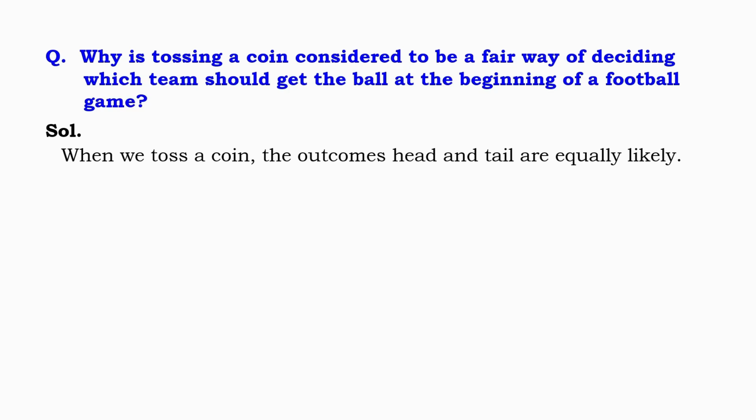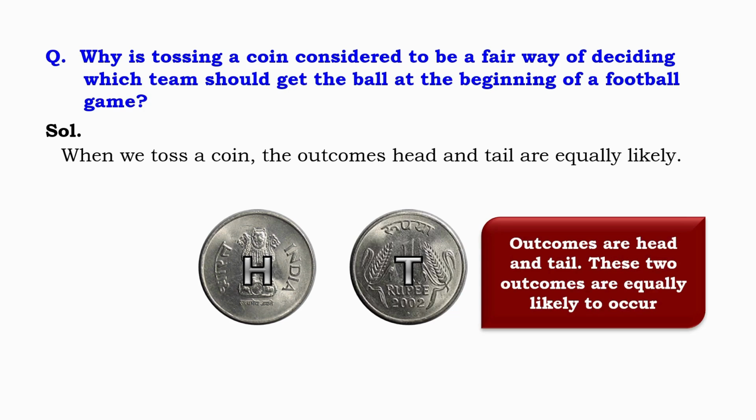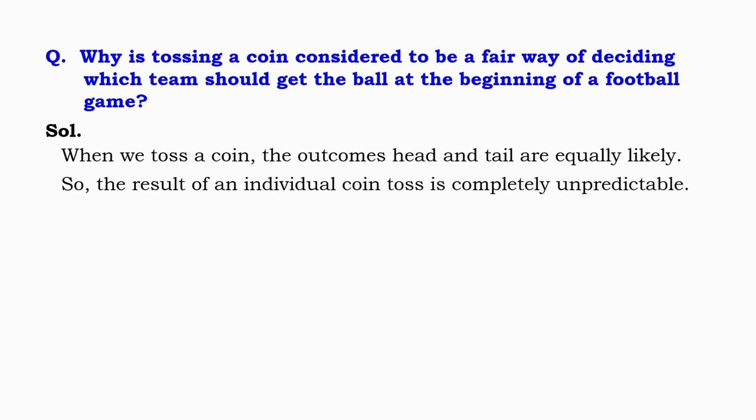So when we toss a coin, the outcomes head and tail are equally likely. Since there are only two options, we will get either head or tail. So the outcomes are equally likely over here. These two outcomes, head and tail, are equally likely to occur. So the result of an individual coin toss is completely unpredictable. There is no bias, so anything can come, whether head or tail.